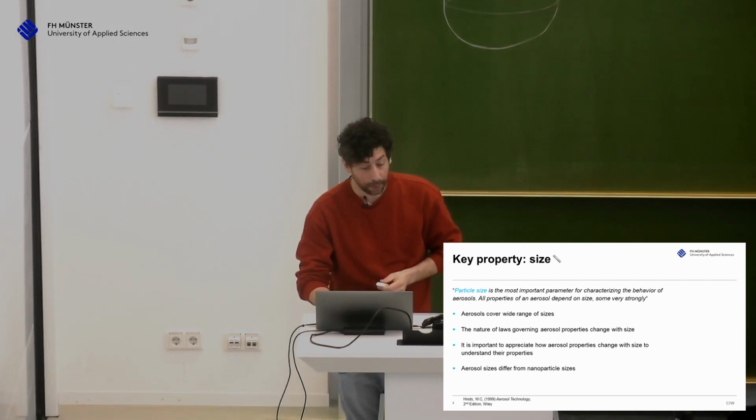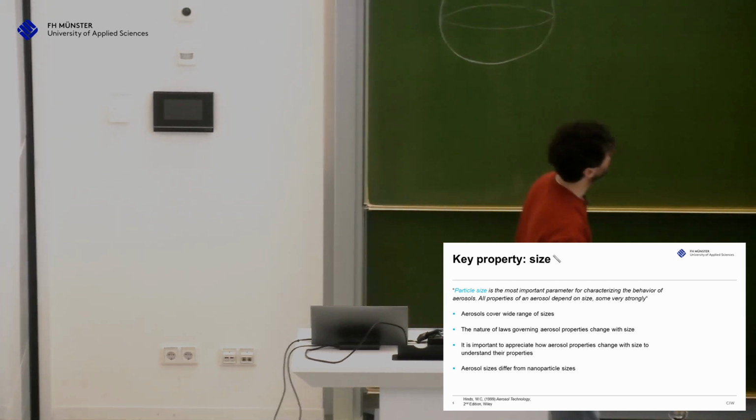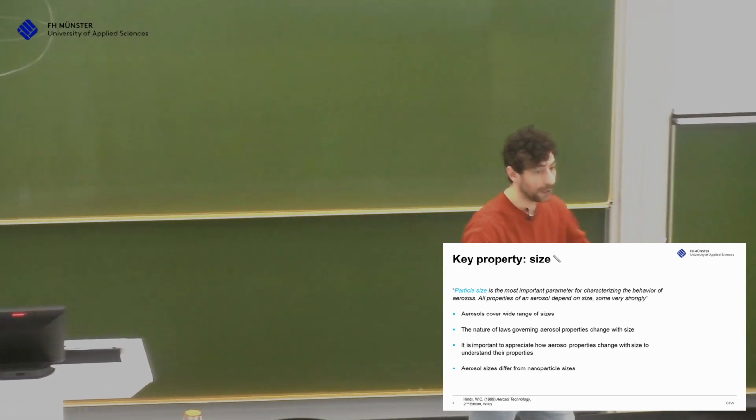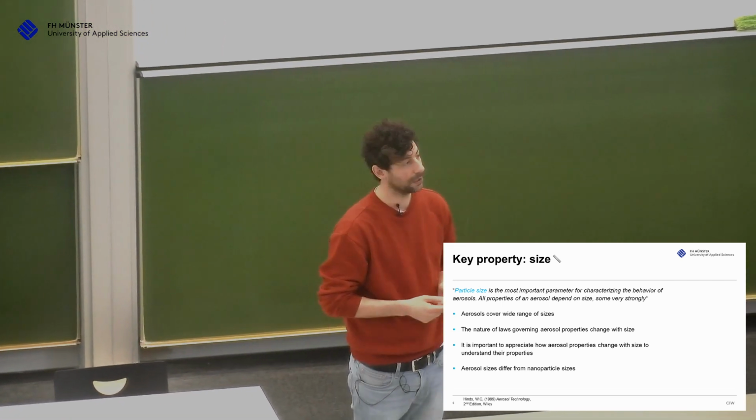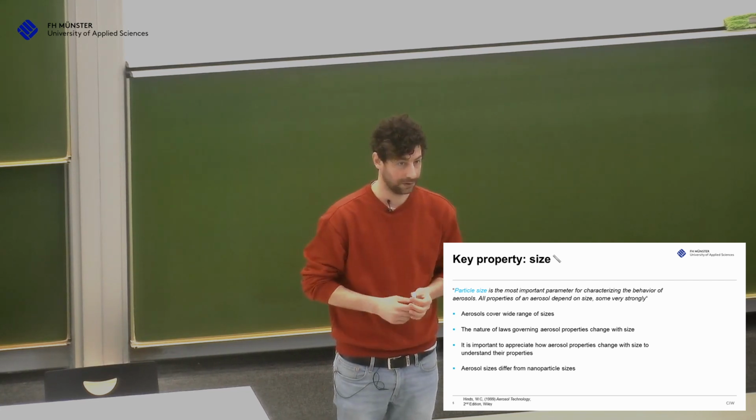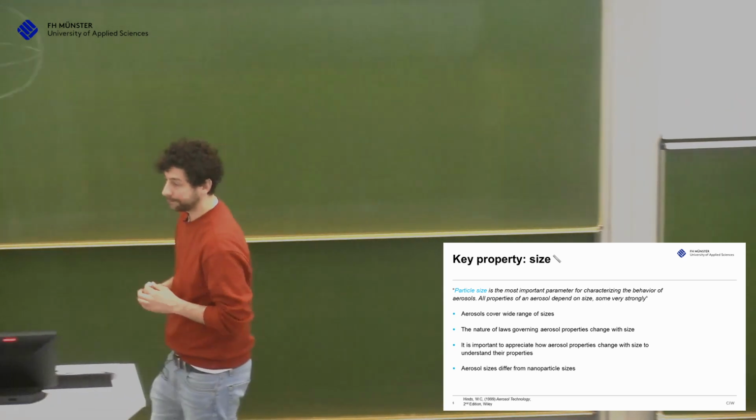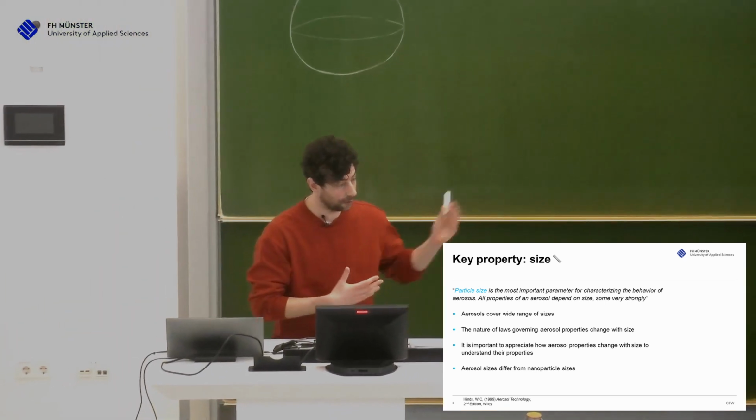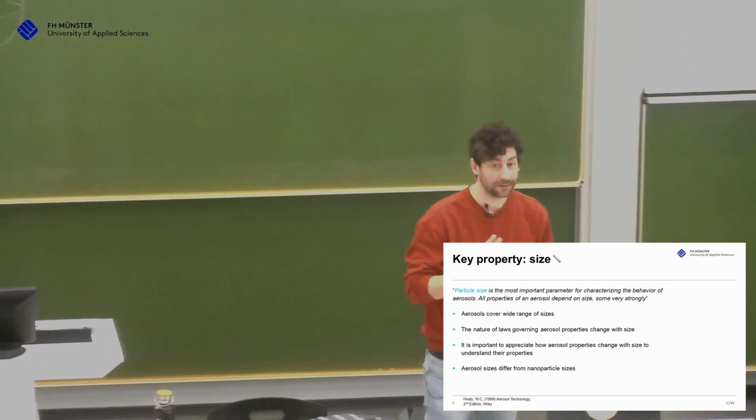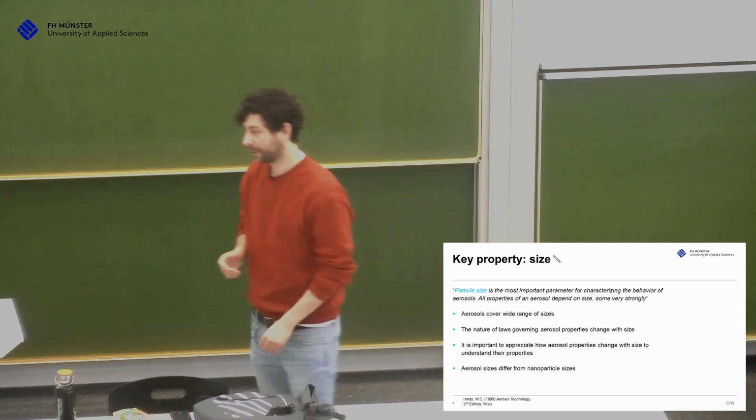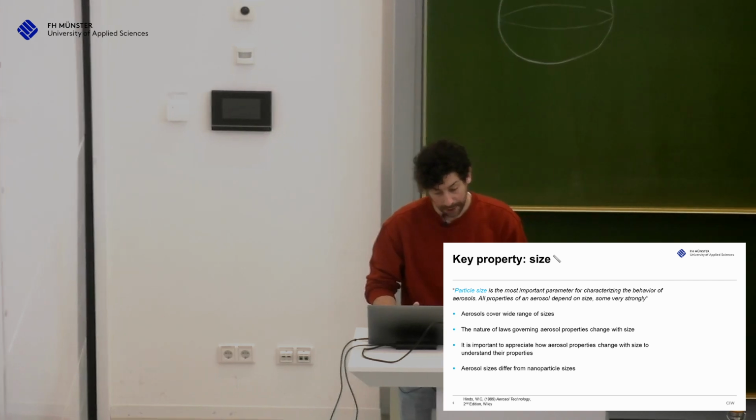And this is what's here, right? It is important to appreciate how aerosol properties change with size to understand their property. Okay, we have a sample, and it could be that some of them are affected and some of them are not affected, and we will have in the next class a very simple example for this, where we see it, okay? And then aerosol sizes differ from nanoparticle sizes because they also include micron, and don't underestimate, maybe you think, okay, it's nano, it's micron, so who cares? But this is really a game changer when it comes to the nature of laws governing aerosol properties, which change with size.